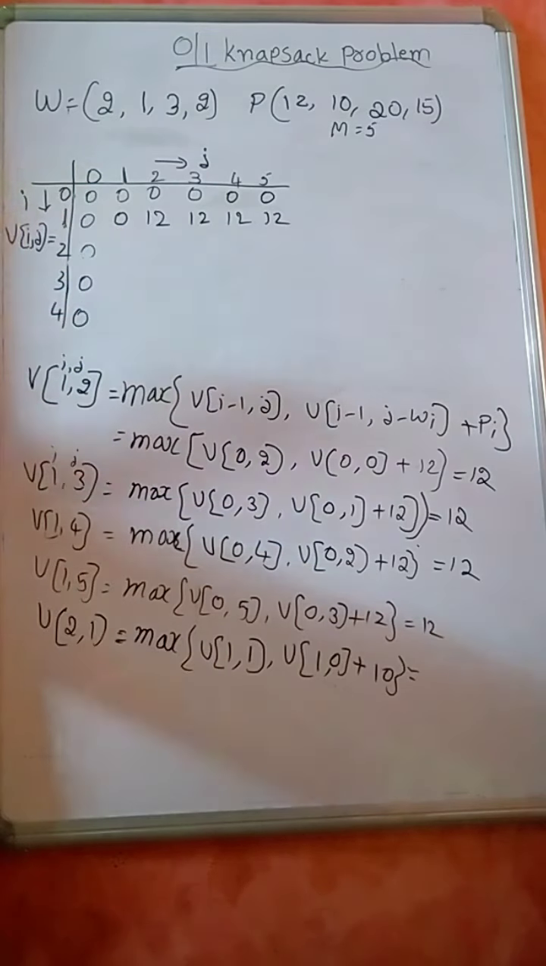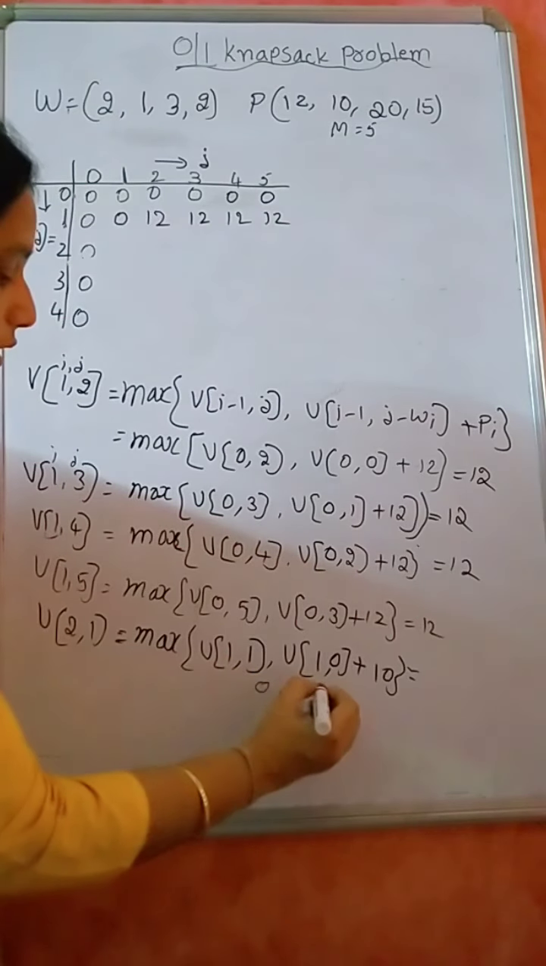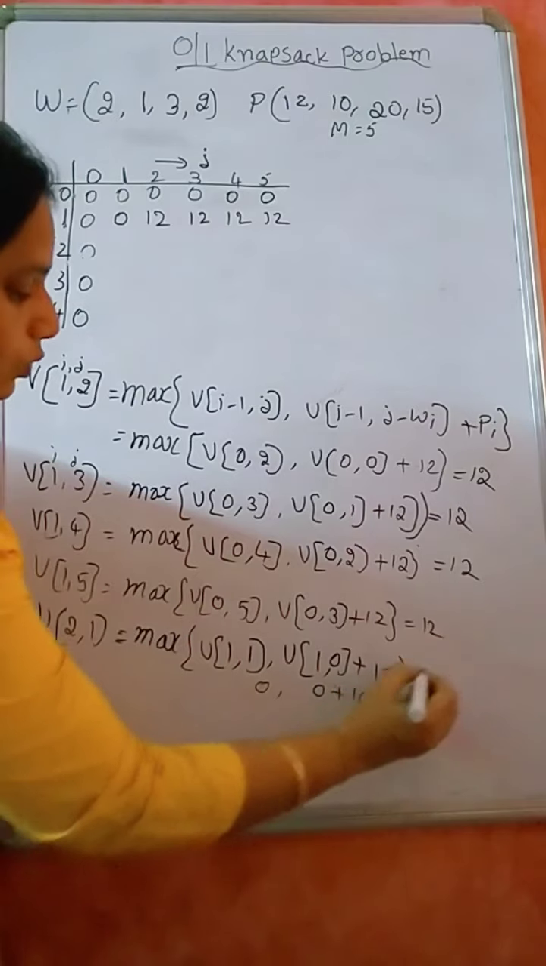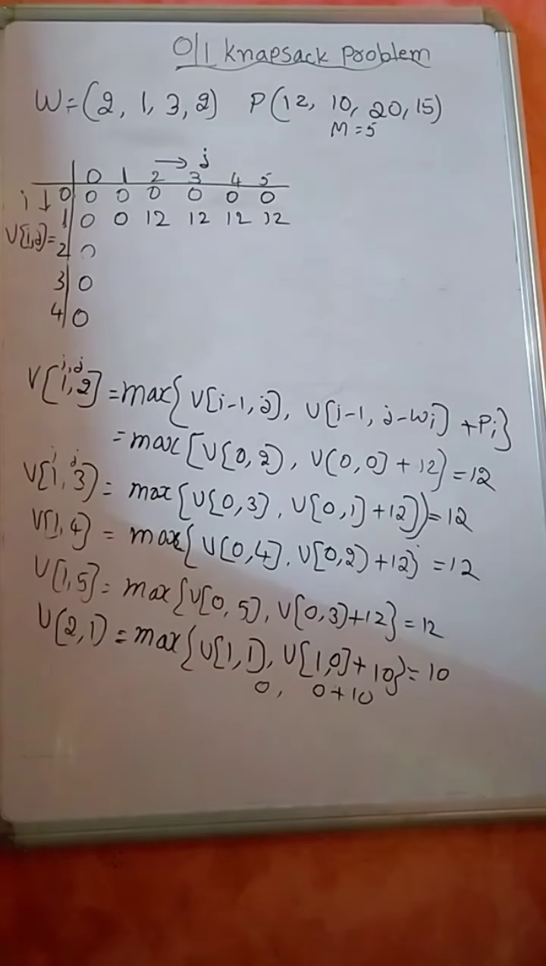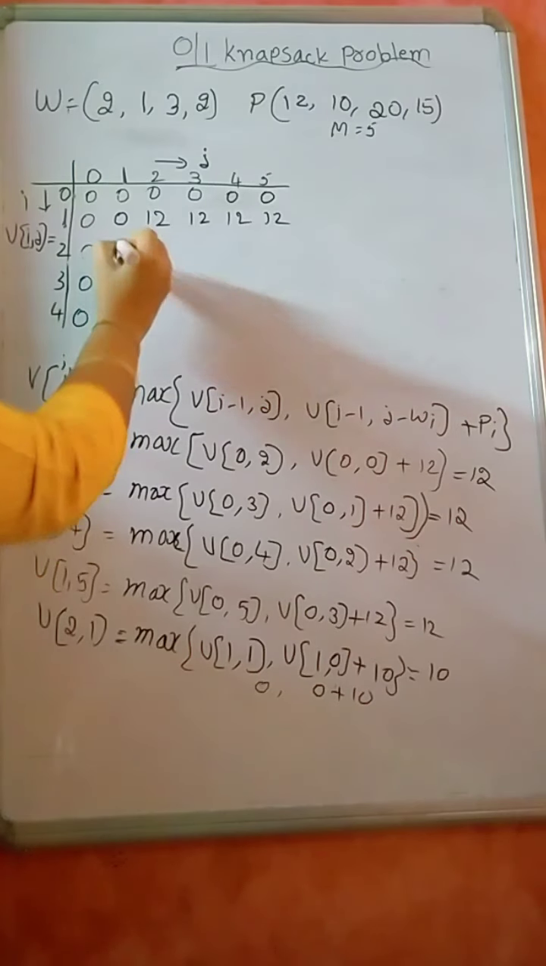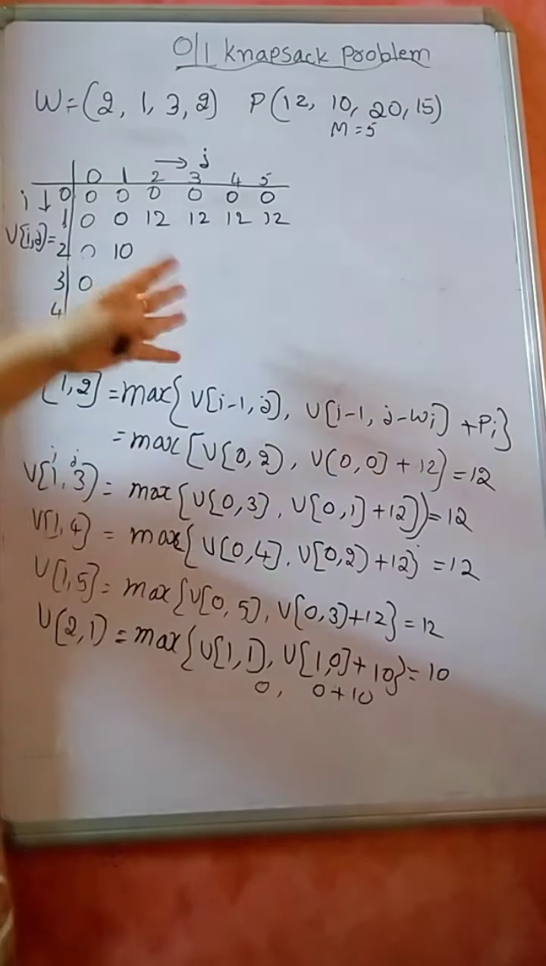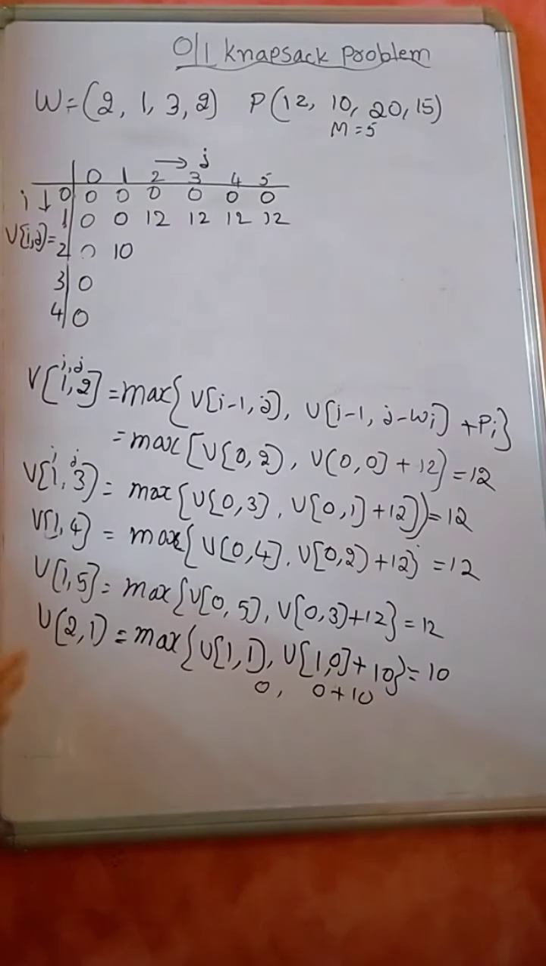V of 1, 1 is also 0. So it is 0 comma 0 plus 10. So it is 10. So the profit of adding this is 10. So the 2, 1 entry will be 10. So again I will continue in the same manner. In each iteration you substitute. See, if I go like this, it will take too much time for me.